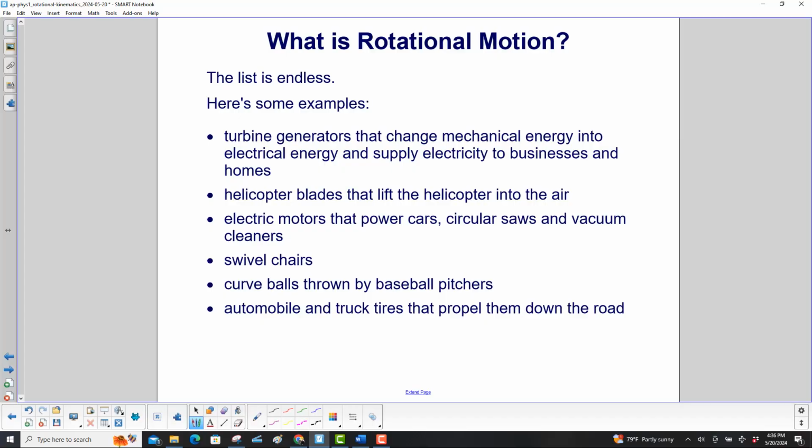The list is endless. Here's some examples. Turbine generators that change mechanical energy into electrical energy and supply electricity to businesses and homes. Helicopter blades that lift the helicopter into the air. Electric motors that power cars, circular saws, and vacuum cleaners. Swivel chairs. Curveballs thrown by baseball pitchers. Automobile and truck tires that propel them down the road.